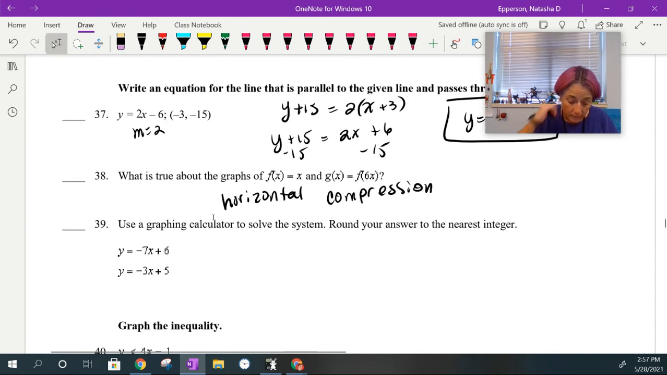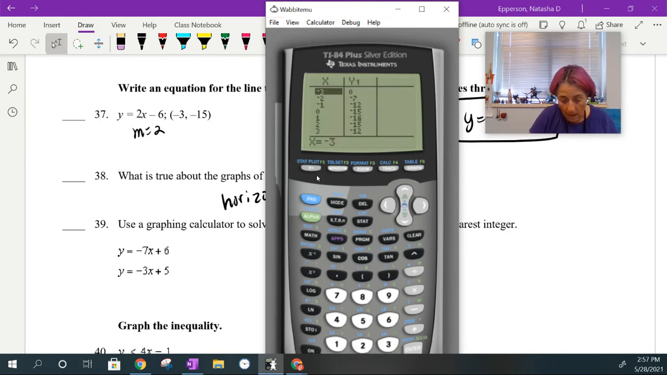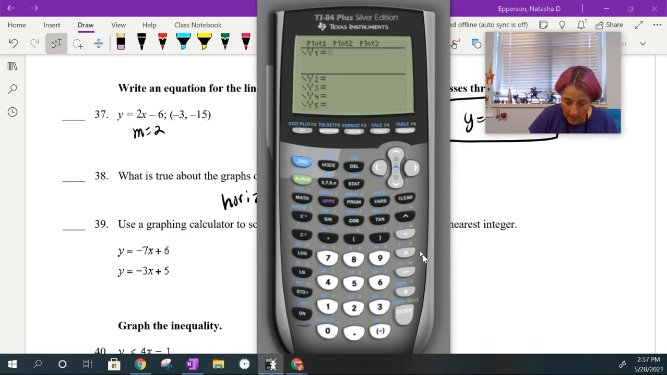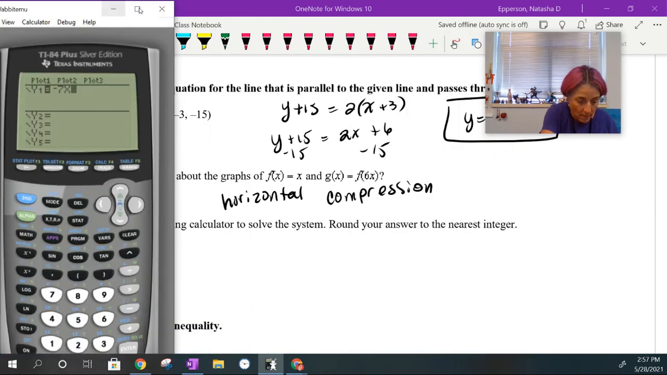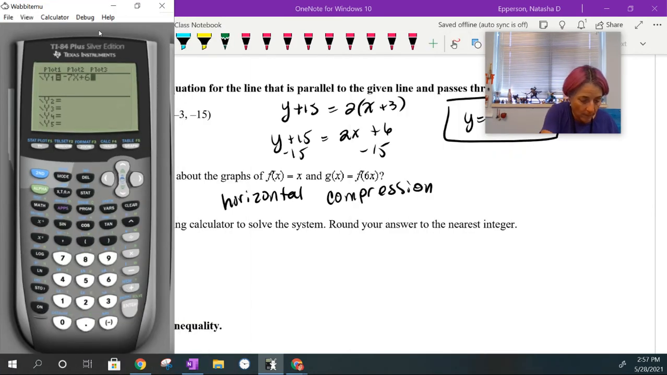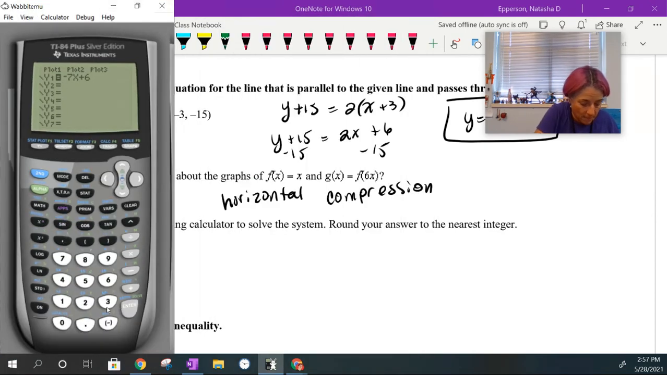Number 39. Use the graphing calculator to solve the system of equations. So I'm going to turn my calculator on here. Go to y equals. I'm going to put negative 7x plus 6, and then the second equation is -3x plus 5. I'm going to graph it.